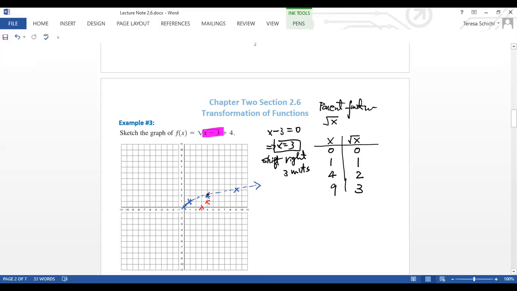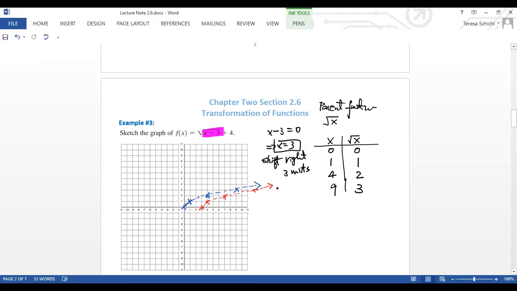This point is (4, 2), shift 3, so it's 1, 2, 3. So this point is going to shift to here. This point is (9, 3). So shift 3, 1, 2, 3. Oh, it's out of the scale here, but fine. And so this is the transformation of the minus 3. So this is not the final function yet. So we still do what?